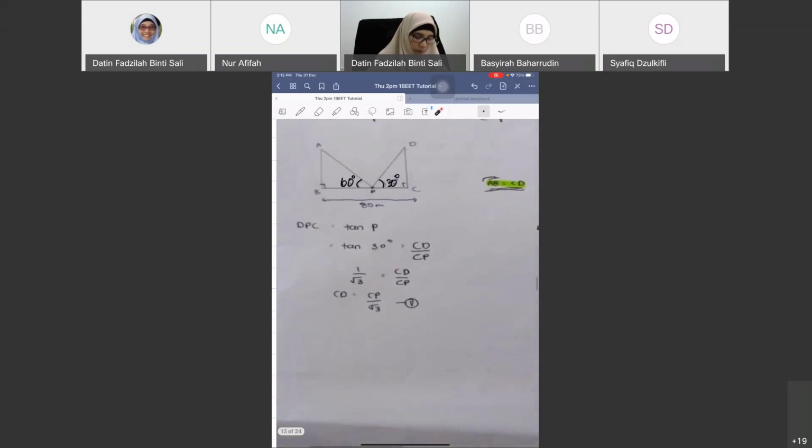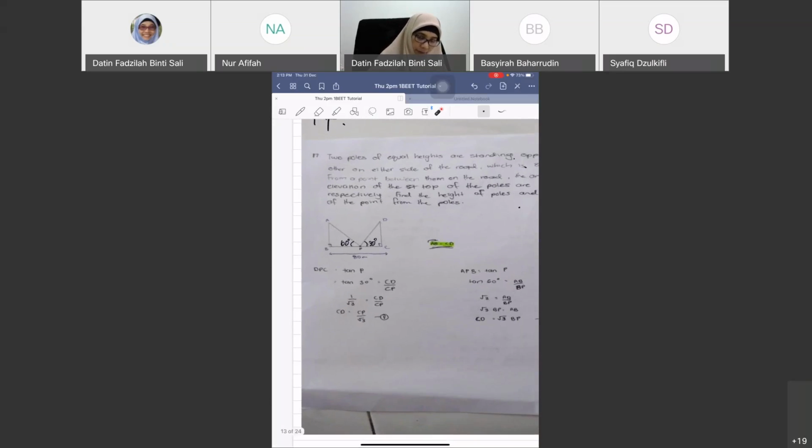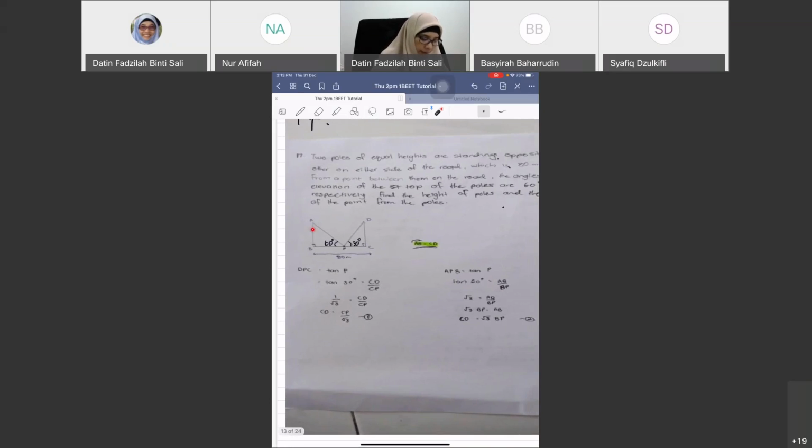Then we are looking at another triangle here, the triangle with 60 degrees. So your friend has another relationship here.